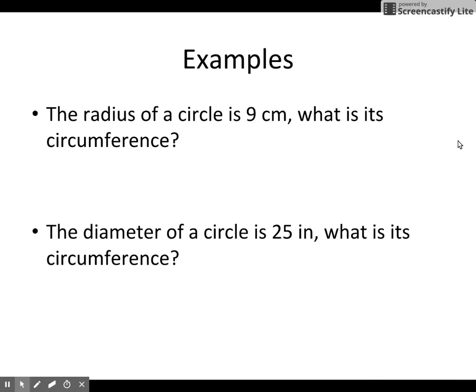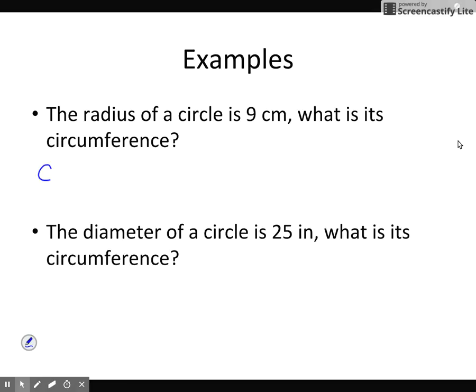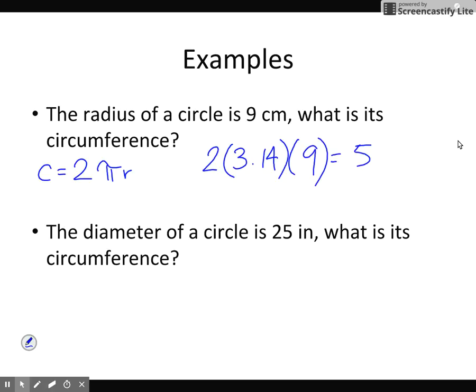Some examples. The first example says, the radius of a circle is 9 centimeters. What is its circumference? Well, considering we were given a radius, use the formula. Circumference equals 2 pi r. So let's plug in. 2, remember pi is the same thing as 3.14, times 9, being the radius, equals 56.52 centimeters.